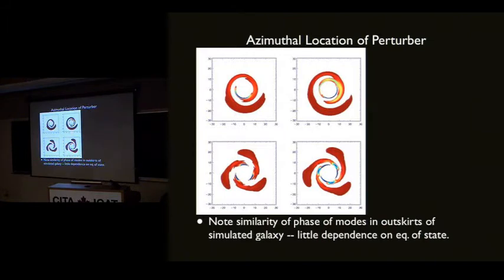Both of these fit the Fourier amplitudes of the data well. And the only point that I want to make here, I think I understood that. Okay, great. What was the problem? So, yeah, the point is that the phase in the outskirts is pretty similar when you're varying the equation of state. That's nice because this is the metric that we're using.